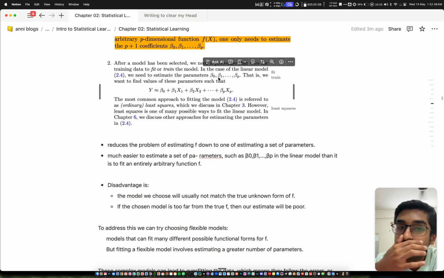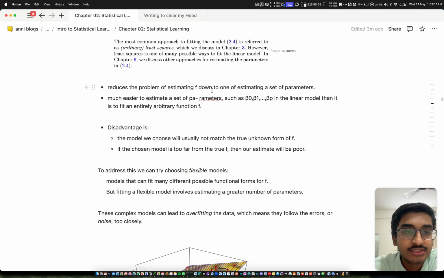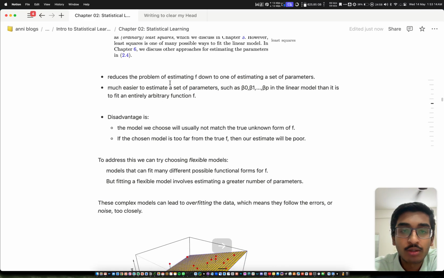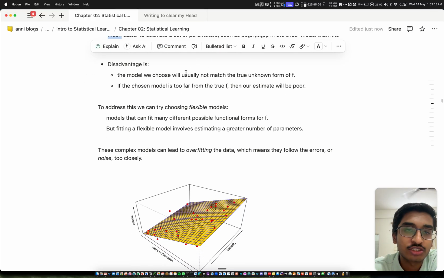Then you need to have a procedure that essentially trains the model and fits the data to that model. So you have to find values for those p plus 1 parameters, and there are various ways to do that. For linear regression and linear equations, ordinary least squares is a very, very popular method. So as I said, it reduces the problem down into estimating a set of parameters, much easier to estimate than an entirely arbitrary function f.